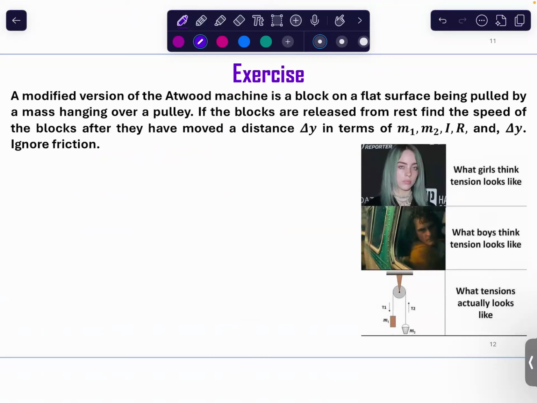Modified version of an Atwood machine is a block flat on a surface being pulled by a mass hanging over a pulley. If the blocks are released from rest, find the speed of the blocks after they have moved a distance delta y in terms of M1, M2, I, R, and delta y. Ignore friction. So we're not actually looking to calculate a number here. What we're looking to do is derive an equation. Okay, so let's go ahead and look at this abridged Atwood machine.